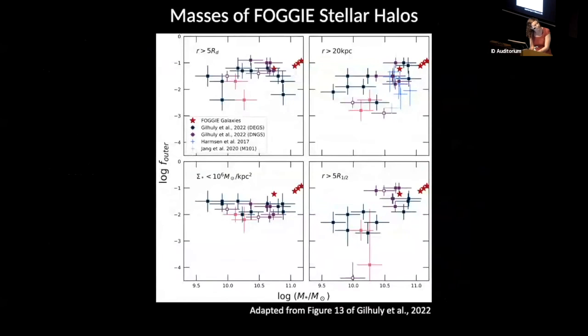I can say, let's see, there we go. I have compared the masses of the FOGGIE stellar halos to the Dragonfly stellar halos. This is a bunch of different definitions of the mass. The one that's closest to the one that I've been using to define the stellar halo is this upper left here, which is R greater than 5 R_D, where R_D is the disk scale length. All the observations are marked with uncertainties. The FOGGIE halos are in red. And you can see that the FOGGIE halos are on the massive side, but they're definitely in the right realm. The question is, is that mass distributed in a reasonable way? Or are we seeing too much on the outskirts?